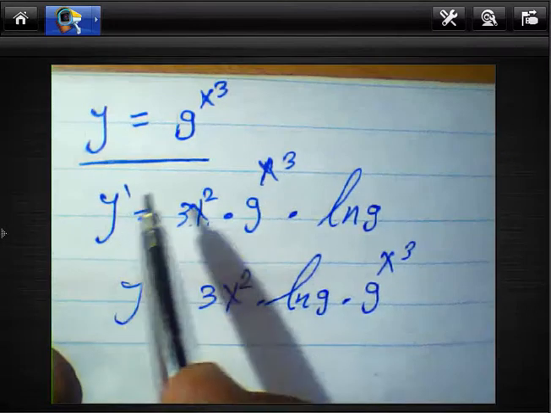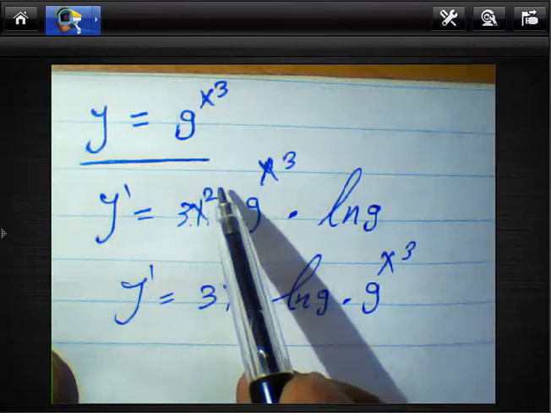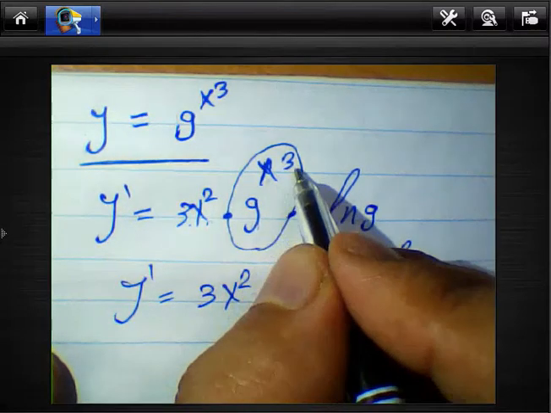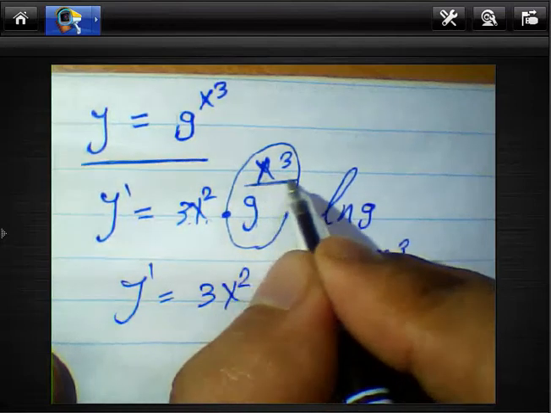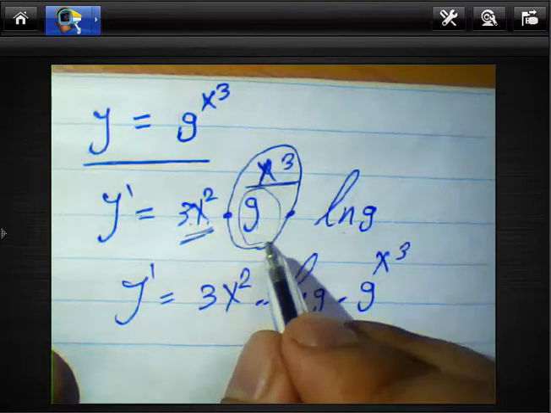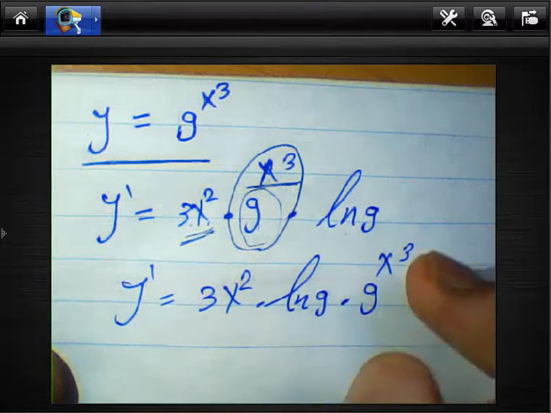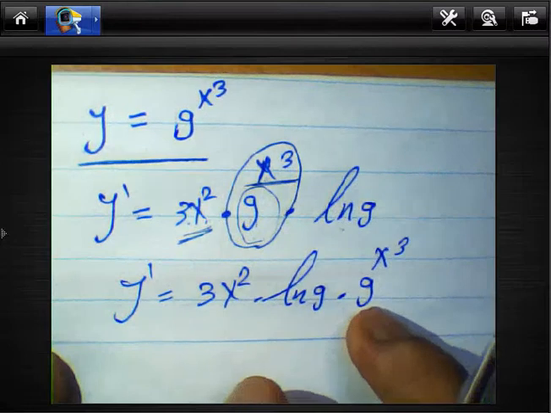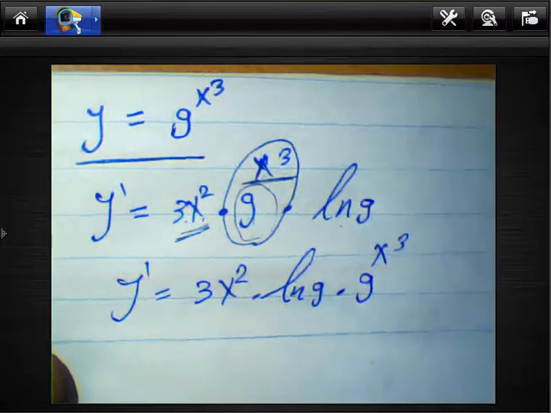You can find the derivative of this function, y dash equals 9 power x power 3. The derivative of this power will be 3x power 2, multiplied by ln 9, and we can replace this number in the first: 3x power 2 multiplied by ln 9 multiplied by 9 power x power 3.